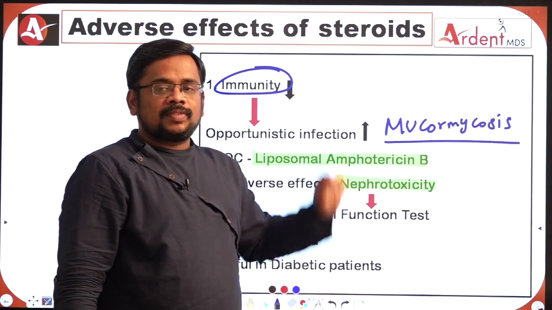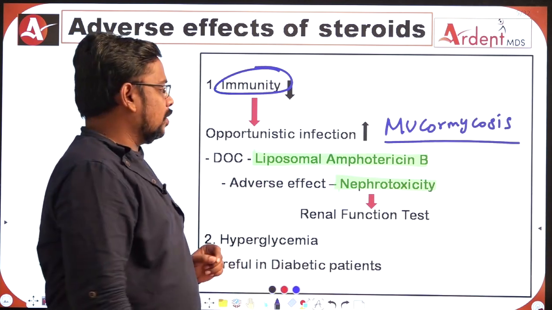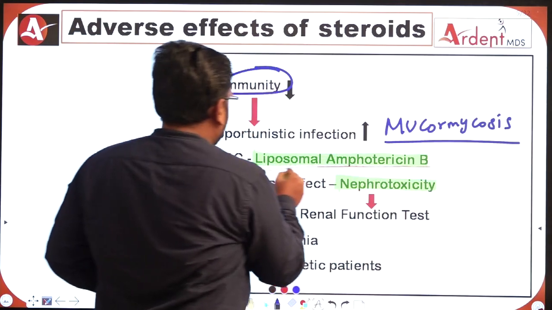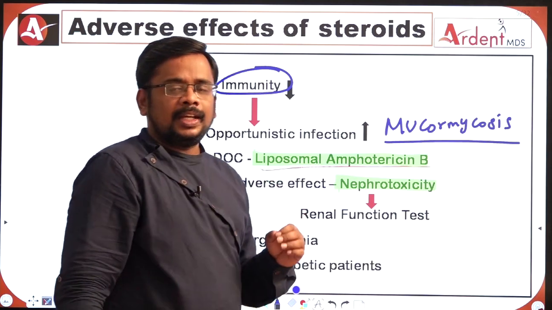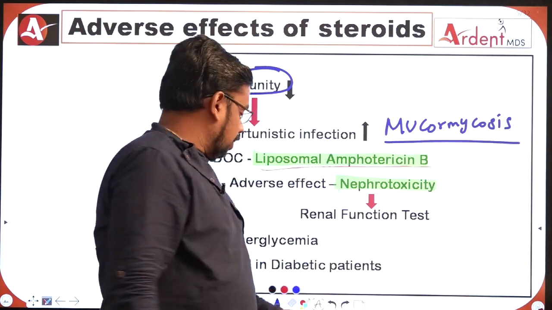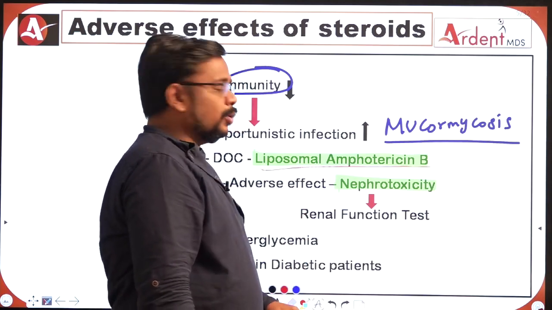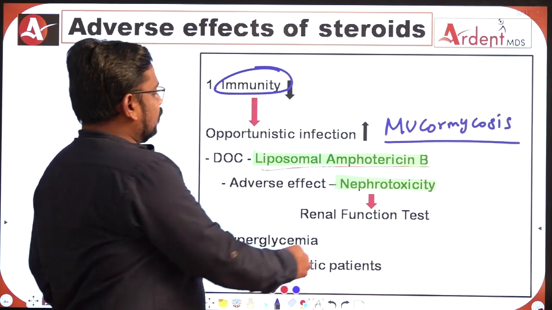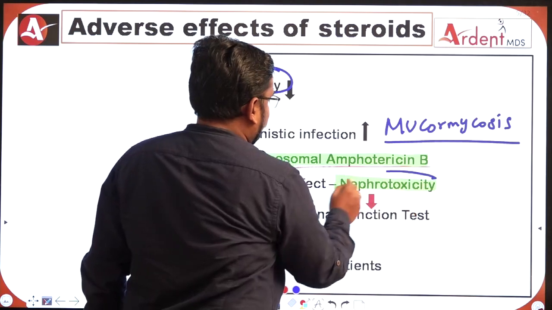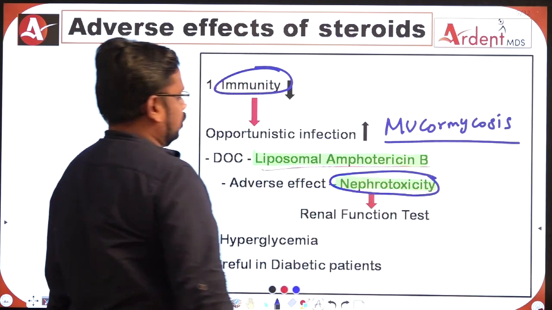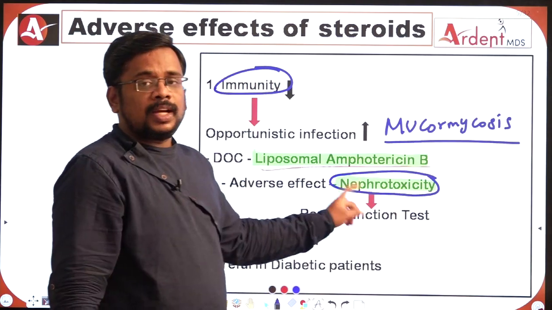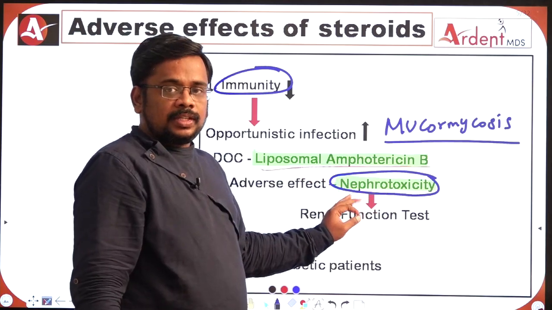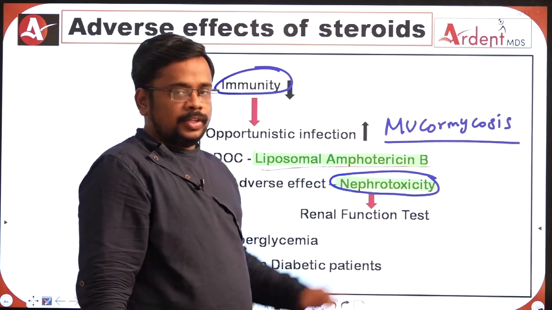What is the drug of choice for mucormycosis? The drug of choice for mucormycosis is liposomal amphotericin B. Right, in case liposomal amphotericin B is not available, then you can go for crystallized amphotericin B. Next, what is the adverse effect of this amphotericin? The adverse effect of amphotericin is nephrotoxicity. That is very important. Because it produces nephrotoxicity, you have to go for renal function tests for the patient who is given amphotericin B.